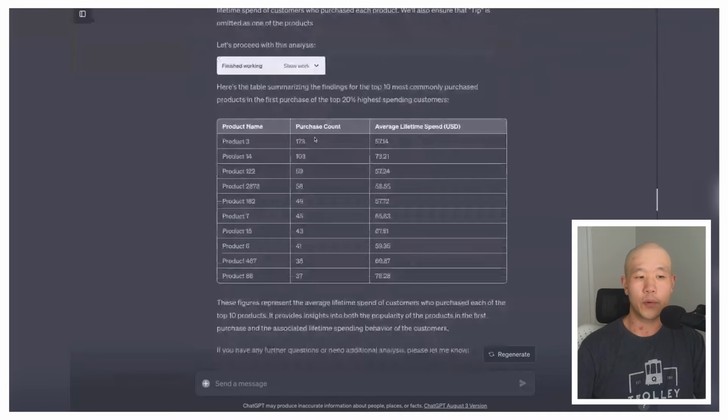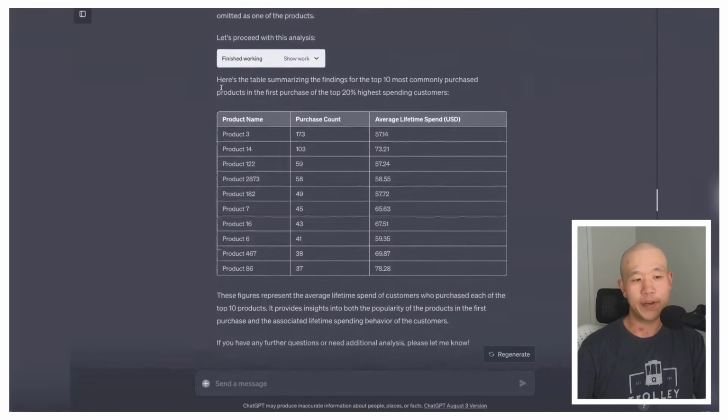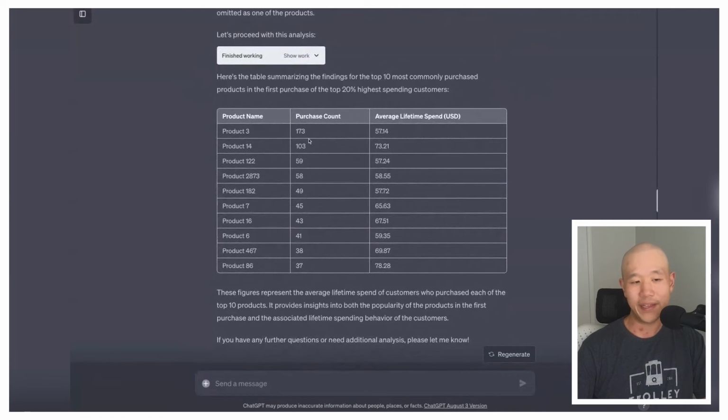Code interpreter has spat out a nice table for me that's really easy to understand. Obviously, the product names here have been swapped to be dummy product names, and this data is for the purpose of demonstration so that we're not revealing anything confidential. But the effectiveness of using code interpreter can still be seen here.